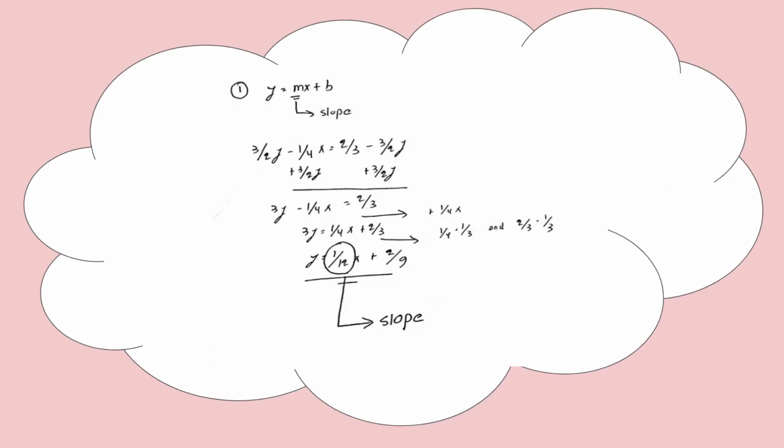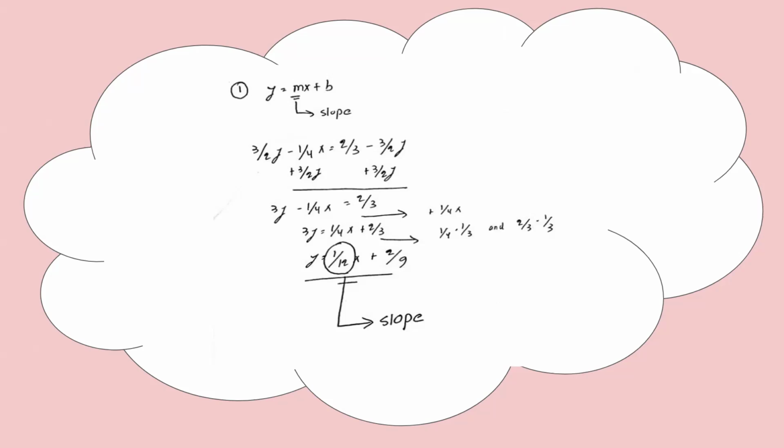So in order to solve for that particular system of equations that we're given in the question, we will solve one equation at a time. We first work with the first equation, which is 3 over 2y minus 1/4 x is equal to 2 over 3 minus 3 over 2y. We will transform this equation into y is equal to mx plus b format, also known as the slope-intercept form.